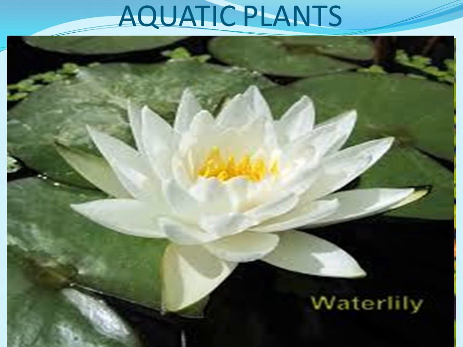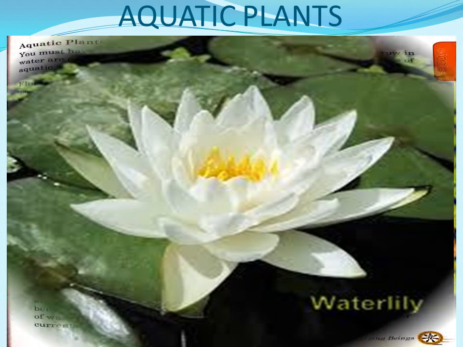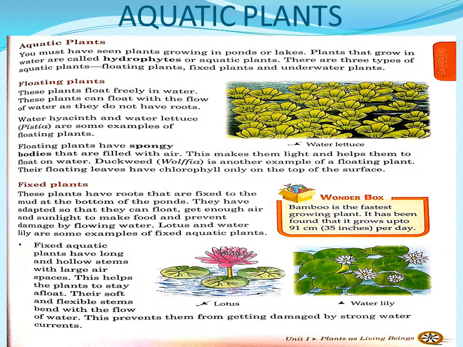If you go directly to the bottom of the ponds, what will you get? You will get mud. And these types of plants have roots which are fixed to the bottom of the ponds. They have adapted so that they can float, get enough air and sunlight to make food and prevent damage by flowing water. Why have they adapted these things? Because it will help them to float, to get enough water, air and sunlight, and that will ultimately help them to make food and prevent damage. Lotus and water lily are important examples of fixed aquatic plants.